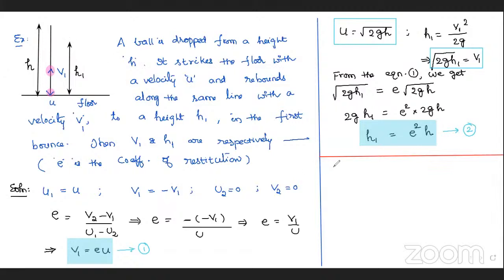Next here, if I ask in the same question, example 2, this is example 1. Suppose I say, in the first bounce, it bounces back to a height h1, which is less than h. Why? Because e is less than 1. Since e is less than 1, we can conclude that here h1 is less than h.